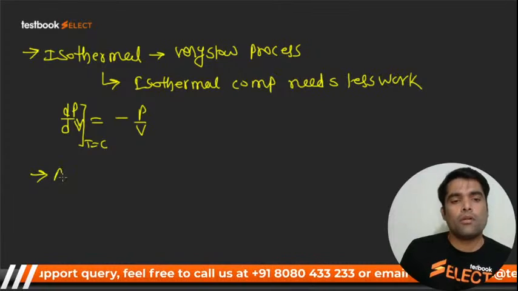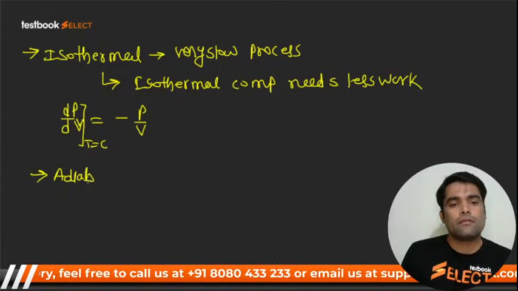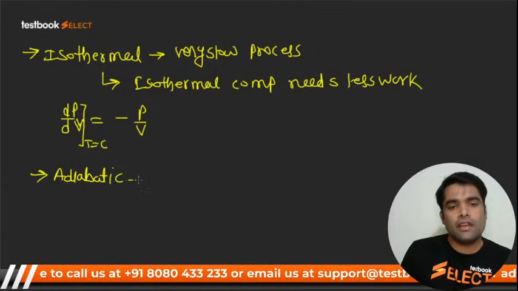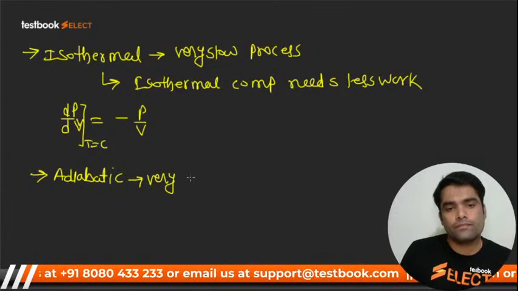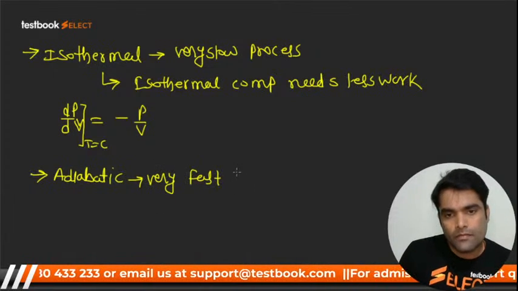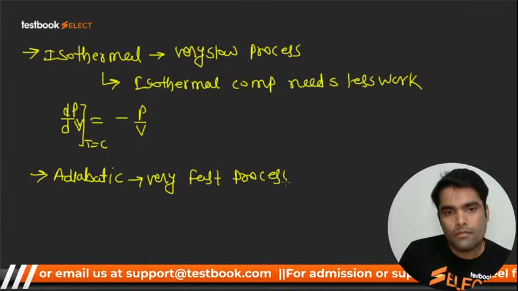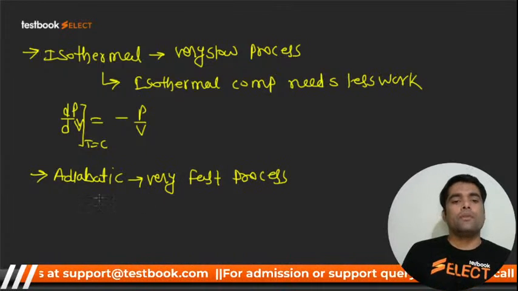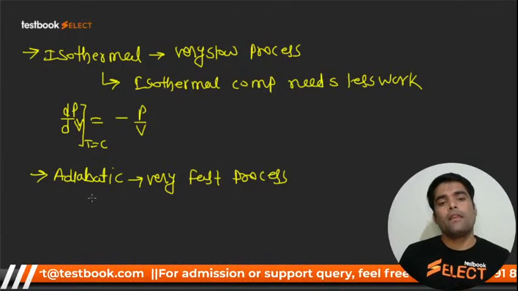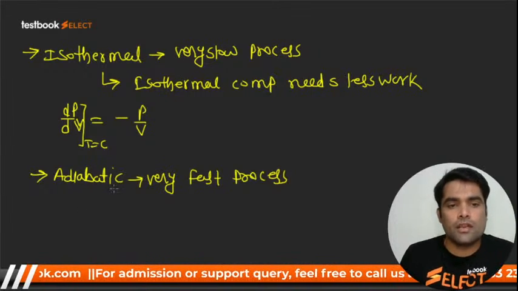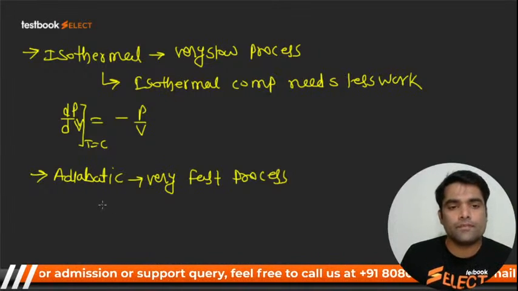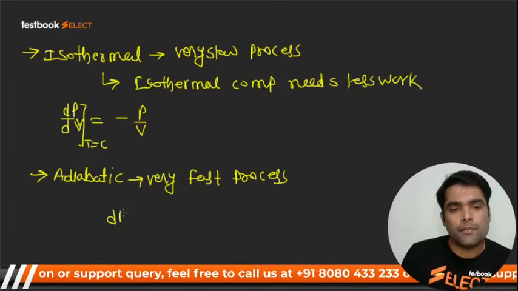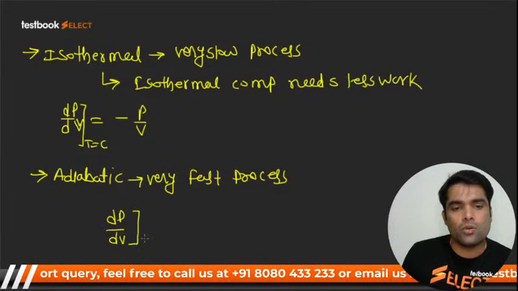And when we are talking about adiabatic, then it is a very fast process. Right? It is a very fast process. Okay. क्या होता है? Very fast process होता है. And in that, remember one thing. That is dP by dV. That is slope क्या होगा?